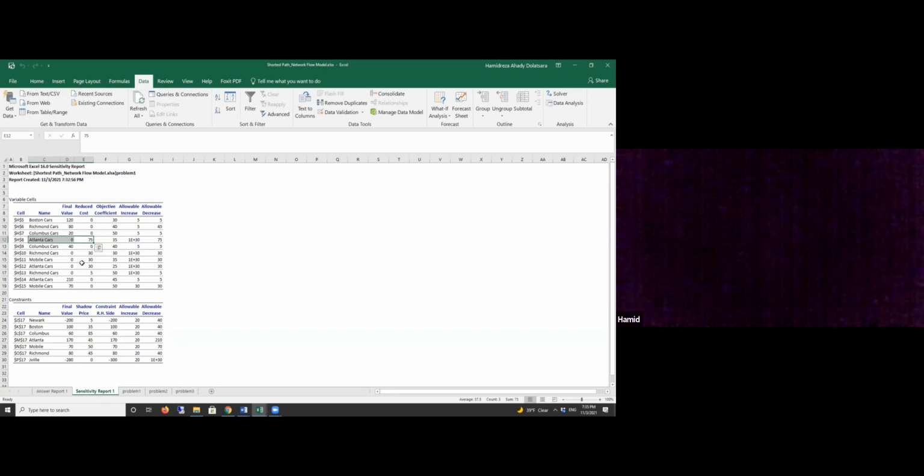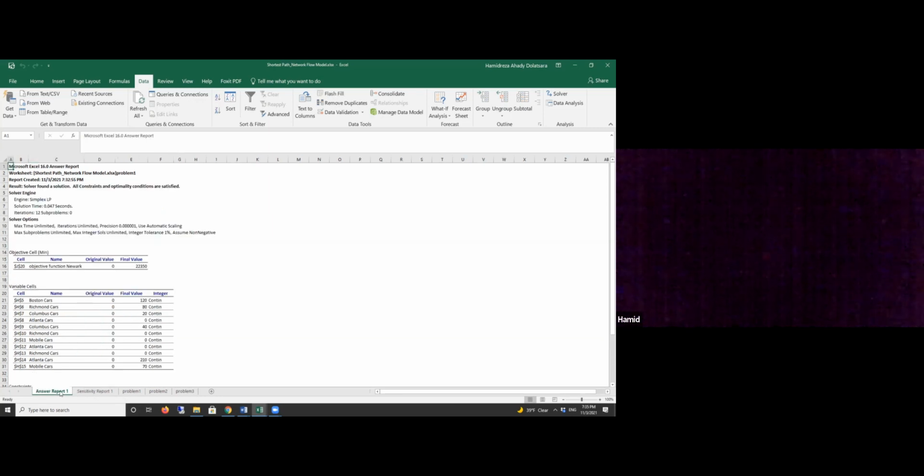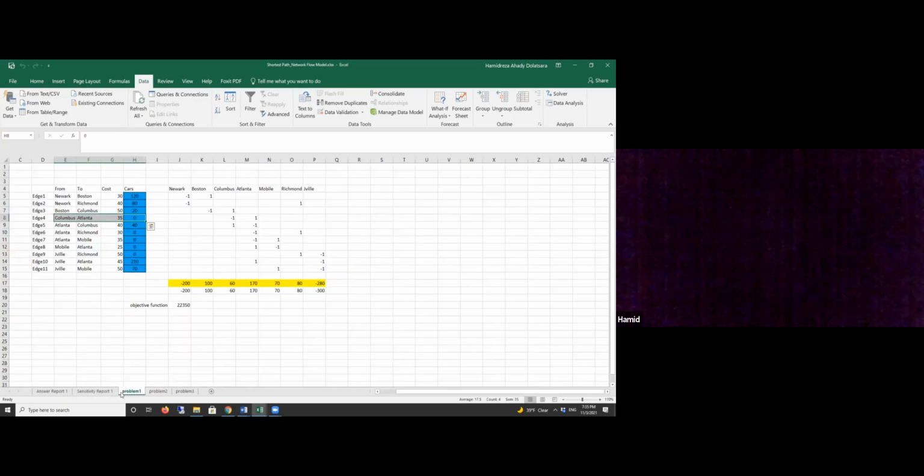Which one are you talking about? In the next sheet. This one? No, the problem one. For Columbus to Atlanta, we have 0 cars. Is that a fixed cost? No, 0 is the number of cars. So there are 0 cars. It means you don't send anything from Columbus to Atlanta. So that link doesn't work because it's not economical.